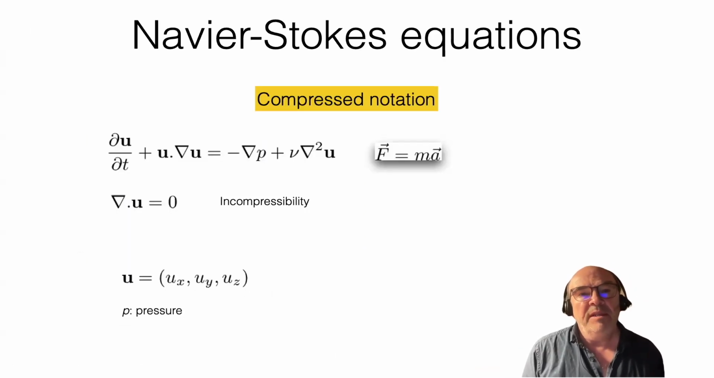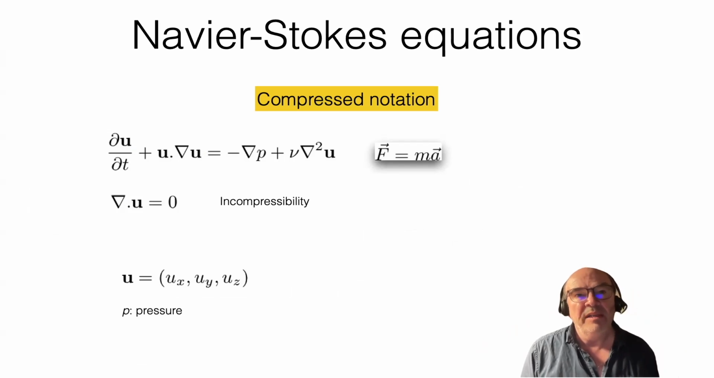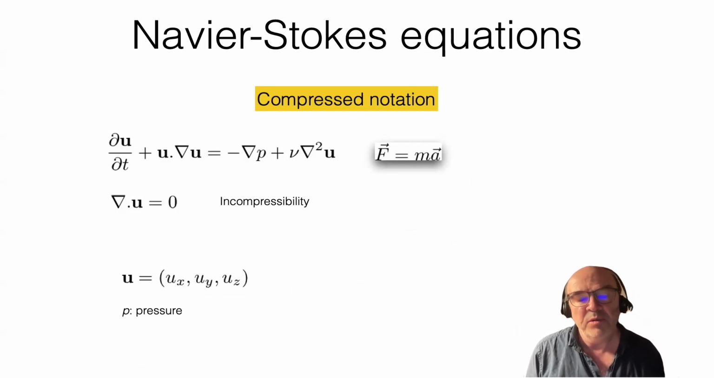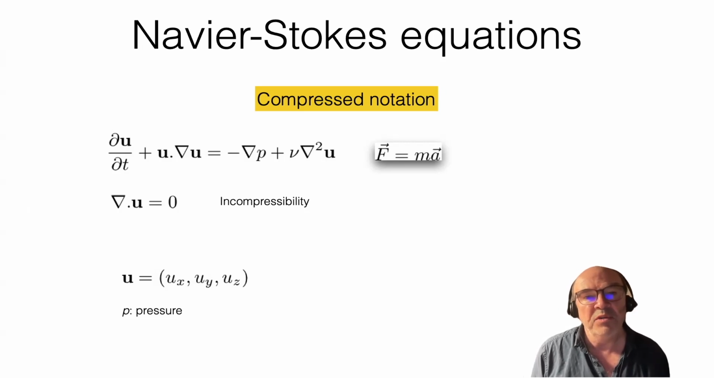So we are dealing here with modeling. Modeling is done using the Navier-Stokes equations, which are used in order to describe turbulence. Here you have a compressed notation. You have 4 unknowns: the 3 components of the velocity vector and the pressure. And you have 4 equations. The last one is the incompressibility equation, and the first one is a vectorial equation, so you have 3 equations, in fact.